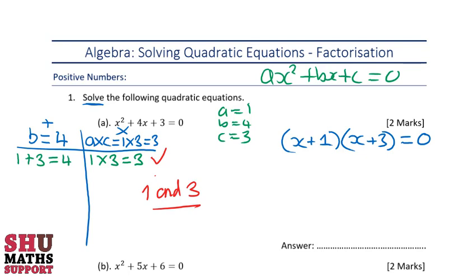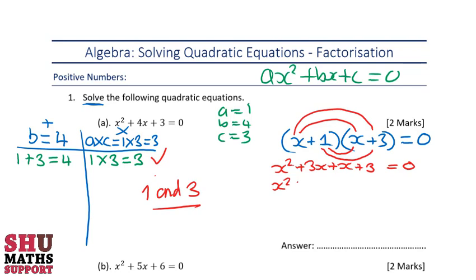So if we do x times x, we have x squared. And then if we do x times positive 3, we have positive 3x. Then we'll do positive 1 times x, which is just positive x. And then positive 1 times positive 3 is just positive 3. And that all equals 0. So we'll just simplify what we've got here. So we've got x squared plus 4x plus 3 is equal to 0. And that's what we started with. So we know that our factorisation is correct.